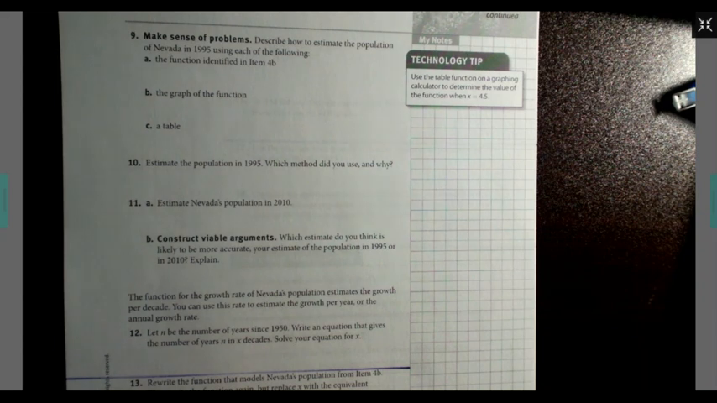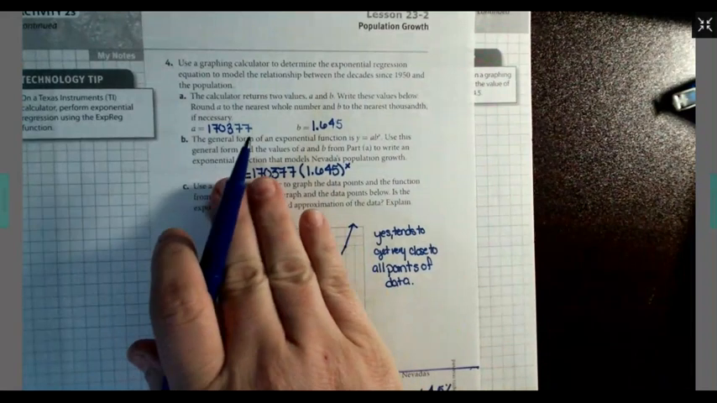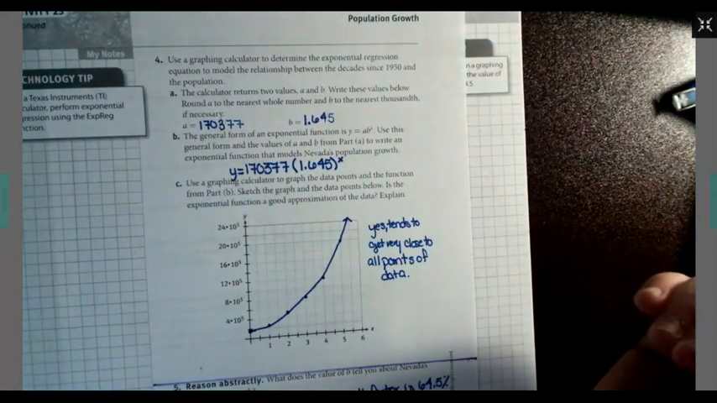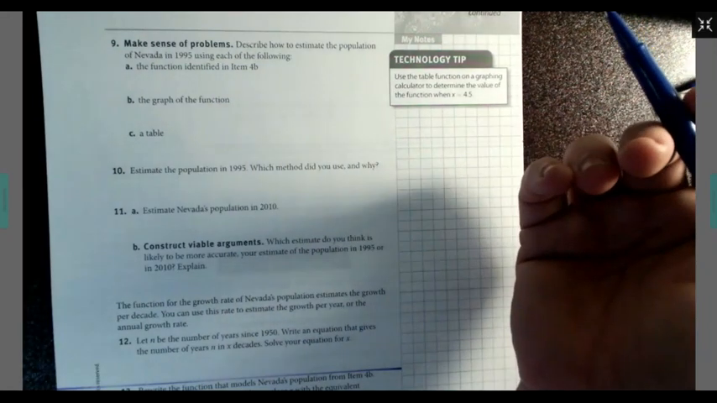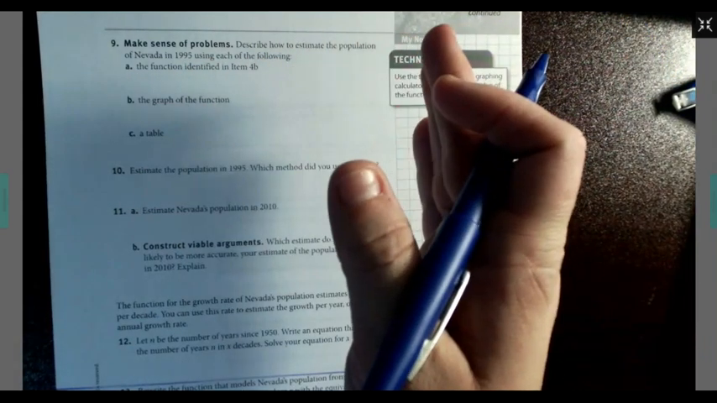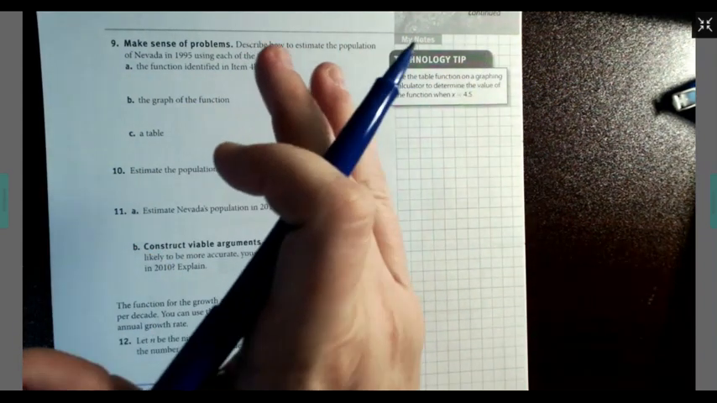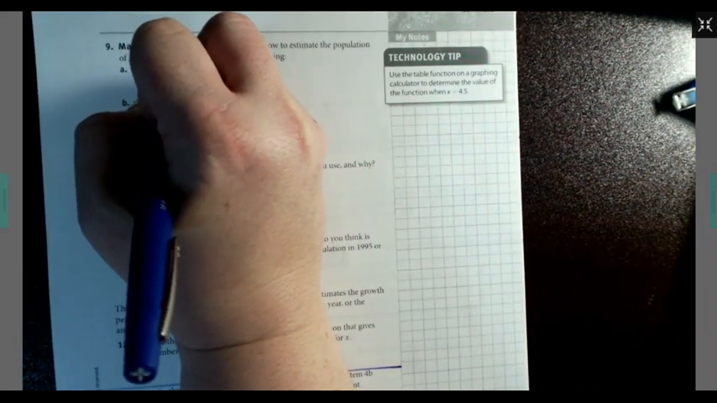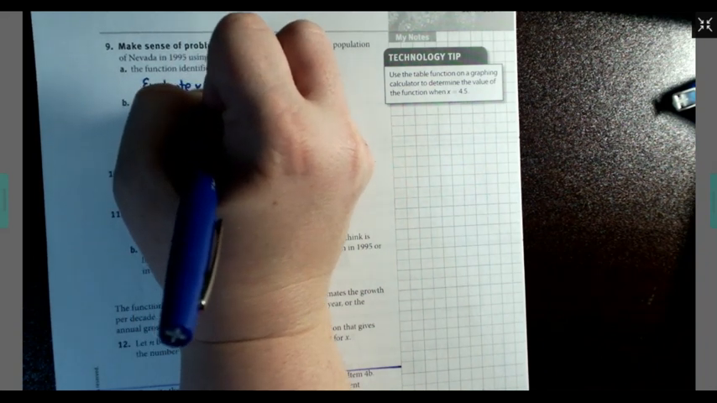The function identified in 4B. So how would I find 1995 if I were using this expression? Well, I know 95 is 4.5 decades past 1950. So we could evaluate x equals 4.5.